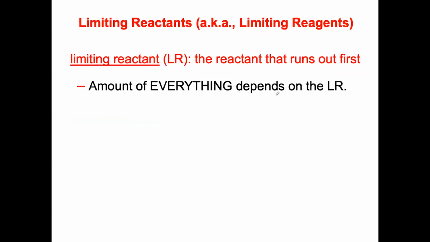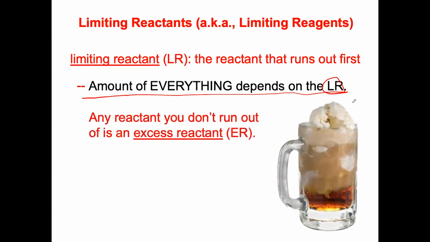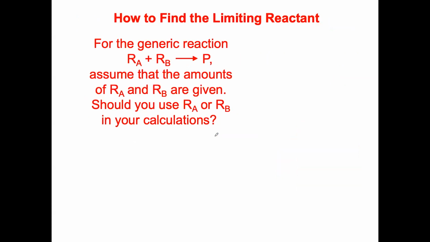So everything kind of depends on the limiting reactant here. Once you run out of the limiting reactant, there's nothing to react with, correct? It has to react together. If one of the components runs out, then you cannot do anything, right? Is that clear? Any reactant that you don't run out of is the excess reactant here. Make sense? So how do we find the limiting reactant?